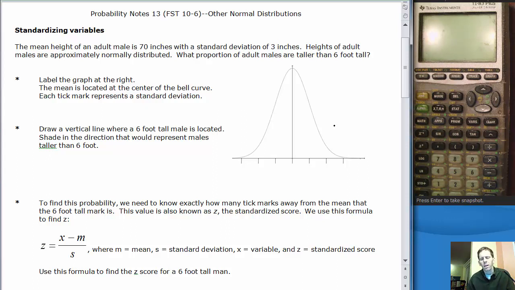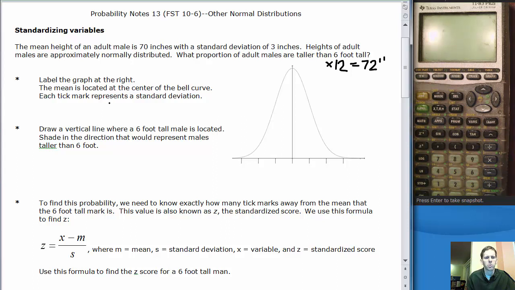For example, the mean height of an adult male is 70 inches tall with a standard deviation of 3 inches. Now, heights of adult males are approximately normally distributed, which means that they fit this bell curve like this. Let's find the proportion of adult males that are taller than 6 feet tall. And since we're working with inches for our mean and standard deviation, let's convert 6 feet to inches by multiplying by 12. That's equal to 72 inches.